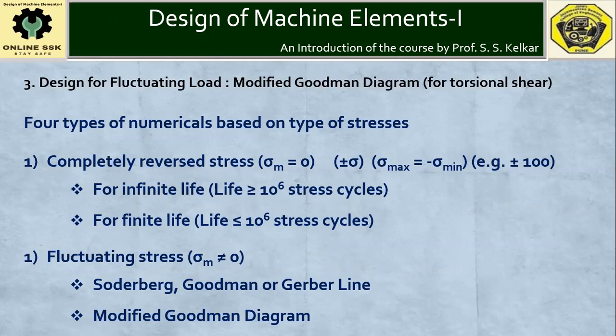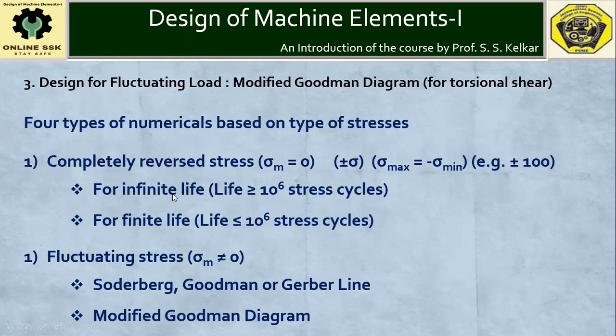Up till now, we have already discussed that predominantly two types of fluctuating stresses are present in a machine part subjected to fluctuating load. Fluctuating load causes fluctuating stresses, and these are divided into two categories. The first is completely reverse stress, wherein sigma m, that is mean stress or average stress, is equal to 0. Its nature will be plus minus sigma. Sigma max will be equal to sigma minus sigma mean.